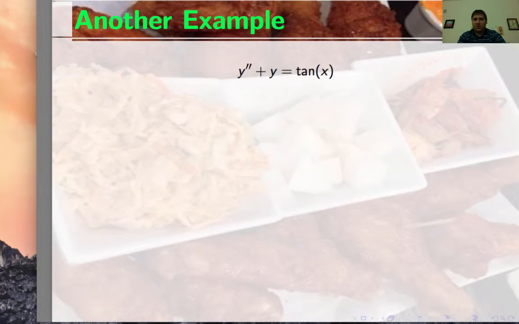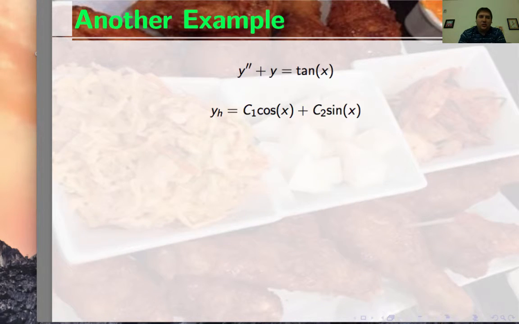Let's do one more example because these are quite tedious. This one looks relatively nice, but it's, as you'll see in a moment, not at all. y double prime plus y is equal to tangent of x. Looks so straightforward, looks so simple. Well, first of all, the characteristic equation here is what? m squared plus 1 equals 0.